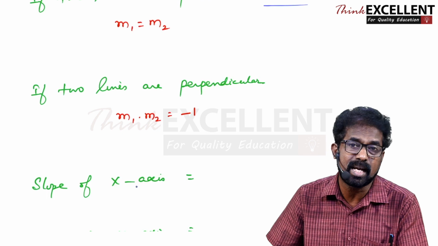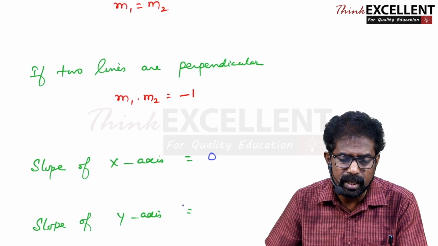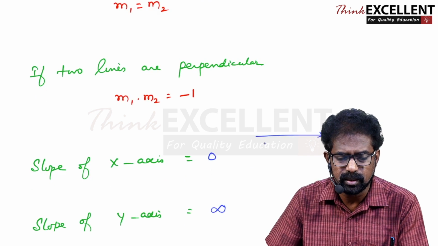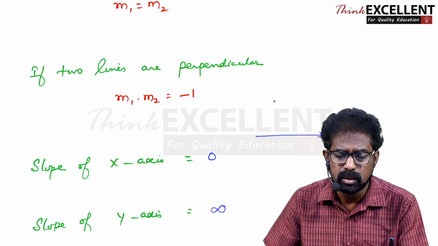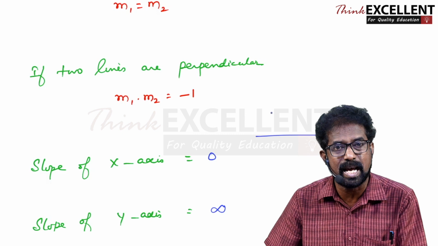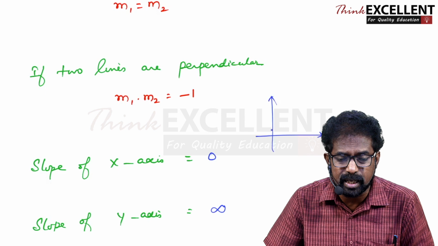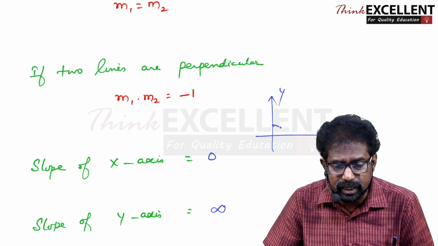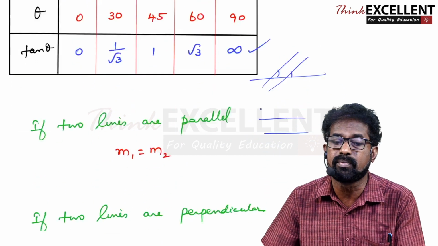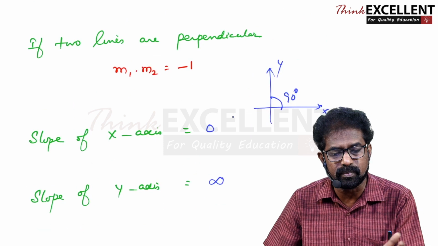Now, slope of x-axis. Slope of x-axis is 0. Slope of y-axis is not defined. Why, you know? See, this is the x-axis. Slope of x-axis I want. So what is the angle made by the x-axis with the x-axis? It is 0. So tan 0 is 0 only. For the y-axis, what is the angle of inclination? The y-axis makes an angle with the x-axis. This angle is 90 degrees. So tan 90 is not defined. So remember, slope of y-axis is not defined, infinity, and slope of x-axis is what? 0.